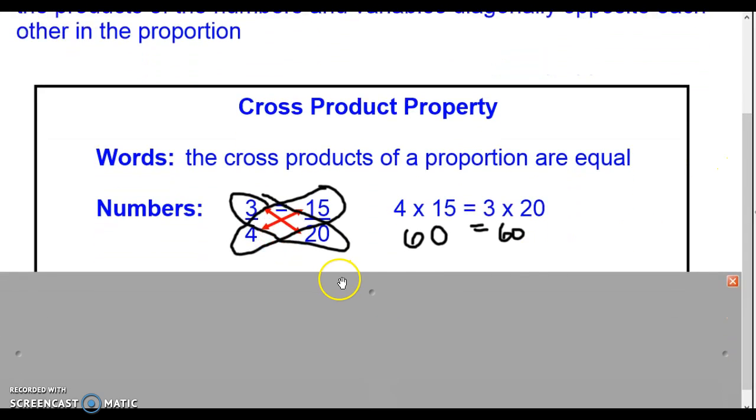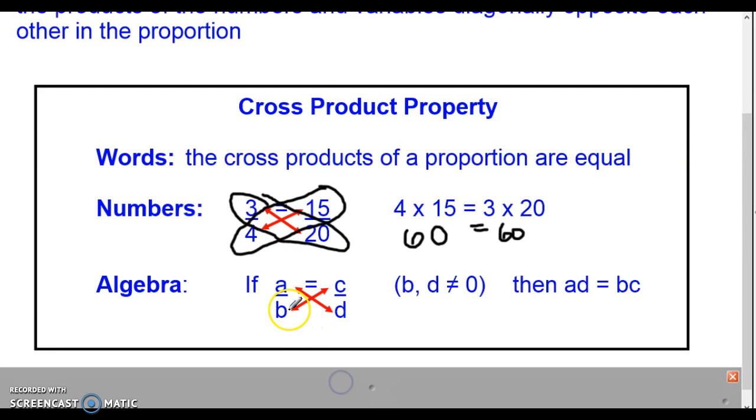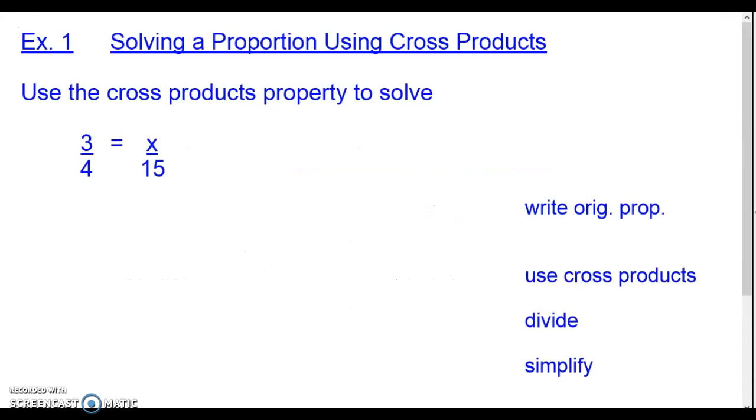And then using algebra to understand what this means, if A/B equals C/D, and D does not equal 0 and B does not equal 0 because those are our denominators, then AD, so A times D, will equal B times C. So let's go ahead and see how this is going to be useful to us as we go on. So use cross products to properly solve.